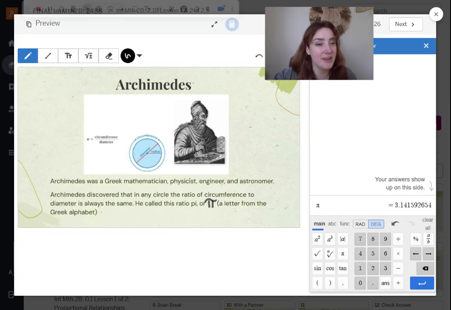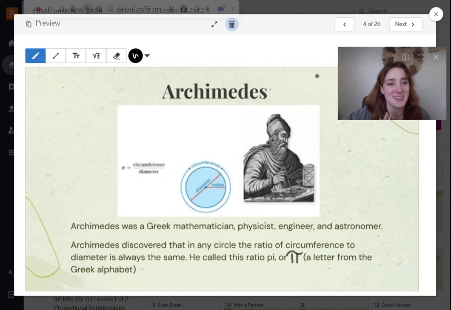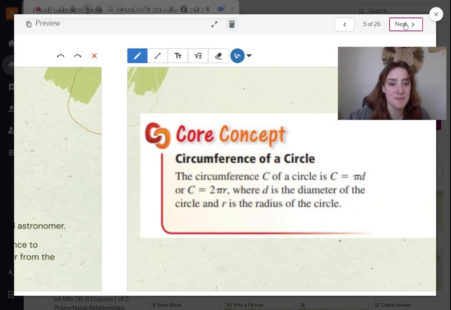I don't know why you would want to do that, but if you do, good on you, because that's pretty impressive. And I can only go to the 9. That's all I remember. But anyway, we don't have to memorize it for our class, so don't stress about it. Just know Archimedes is the one that discovered this, and he called it pi. That's where it comes from, pi.